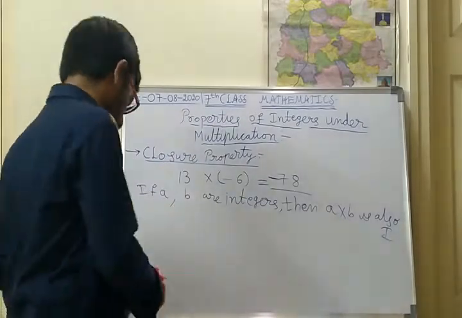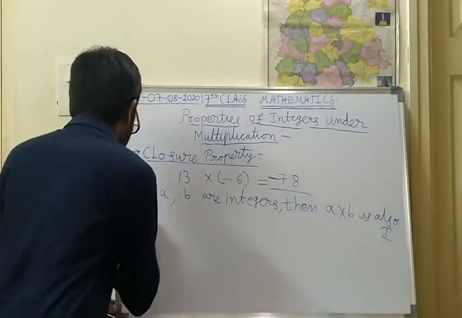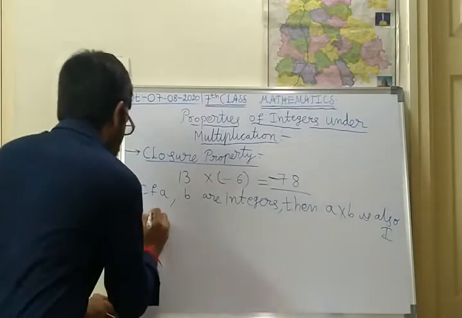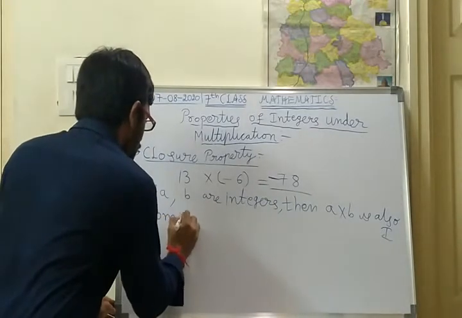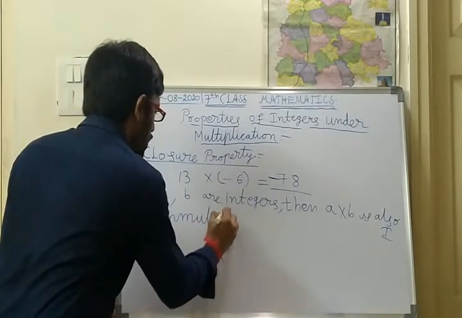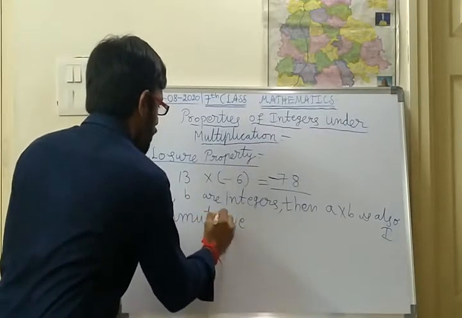So what is the next property? The next property is commutative property.